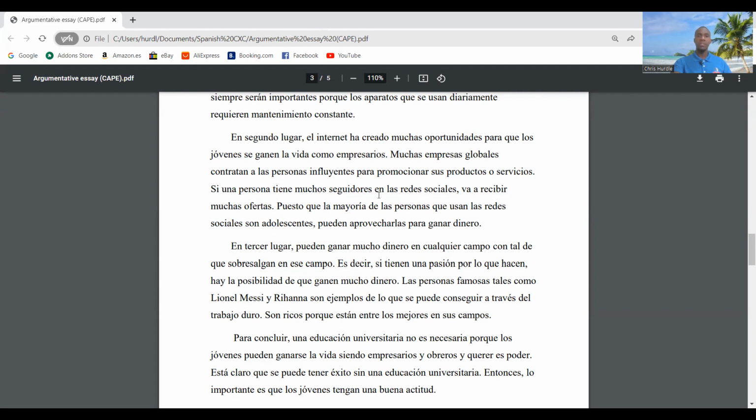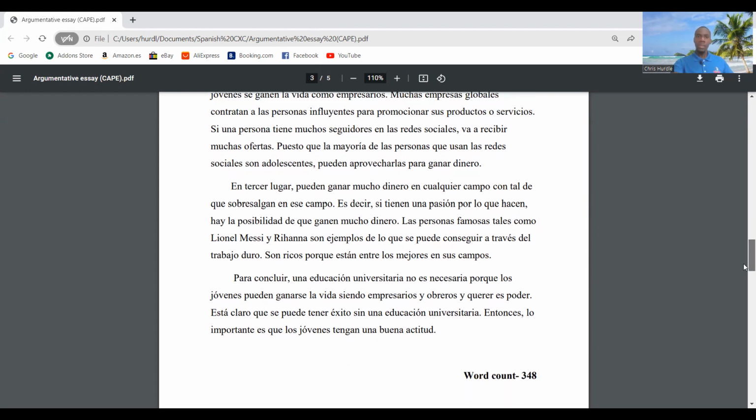If a person has many followers on social media, he or she will receive many offers. Puesto que la mayoría de las personas que usan las redes sociales son adolescentes, pueden aprovecharlas para ganar dinero. Given that the majority of persons that use social media are teenagers or adolescents, they can use them to make money or earn money.